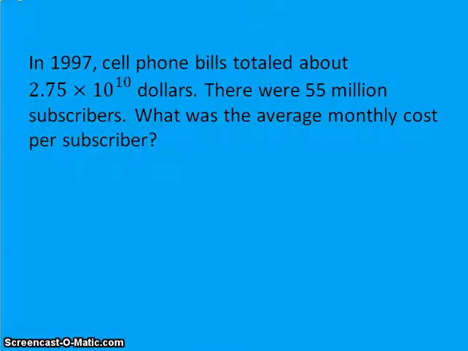Final example for today. In 1997, cell phone bills totaled about 2.75 times 10 to the 10th dollars. There are 55 million subscribers. What's the average monthly cost per subscriber? So we're going to do dollars over subscribers. Now 55 million. Let's write that number out, and let's convert that number to scientific notation first so we can divide like we did in the previous slide.